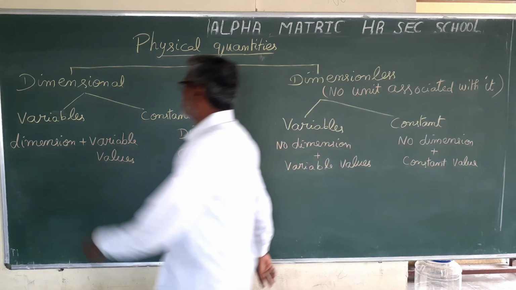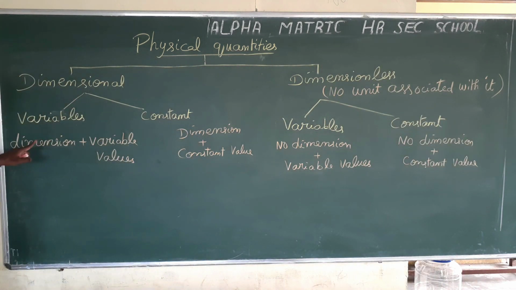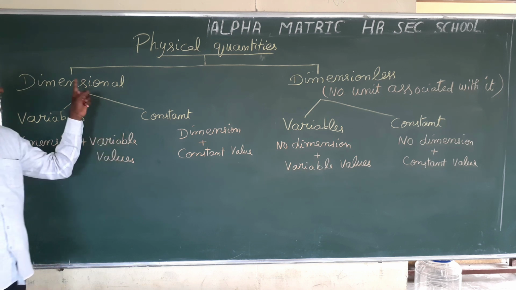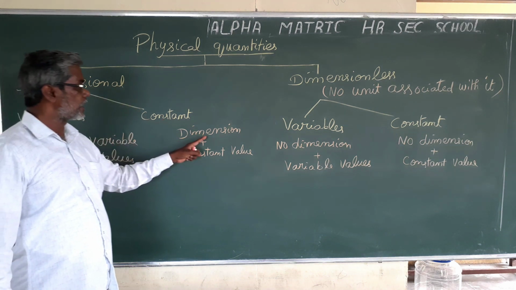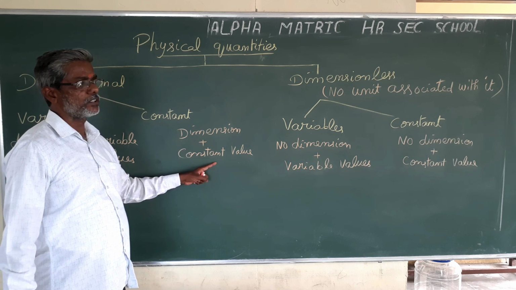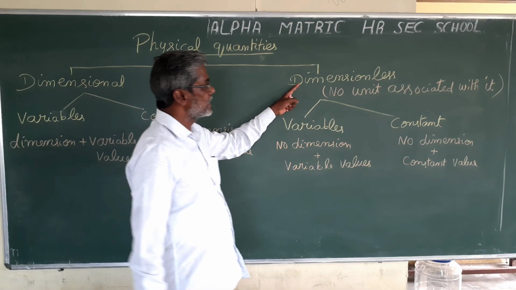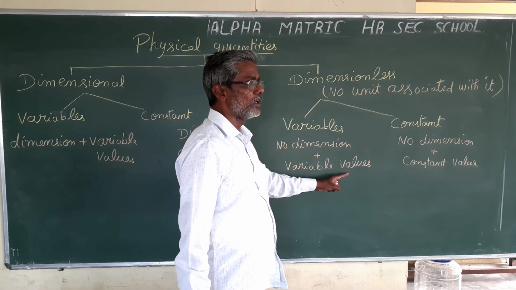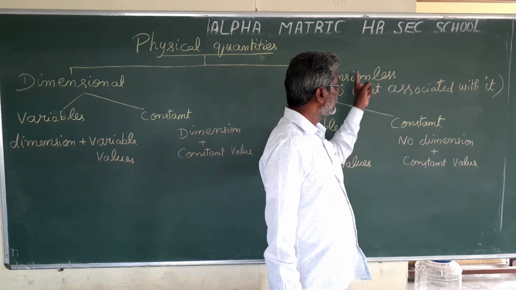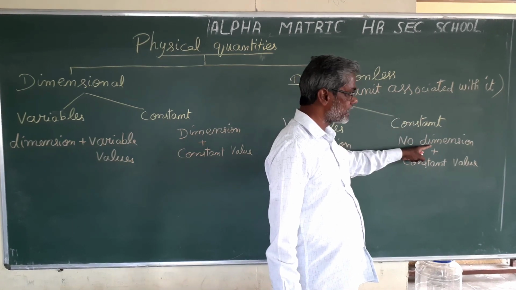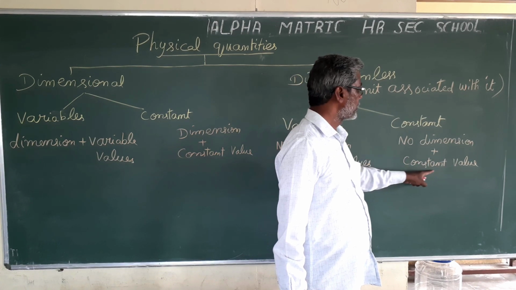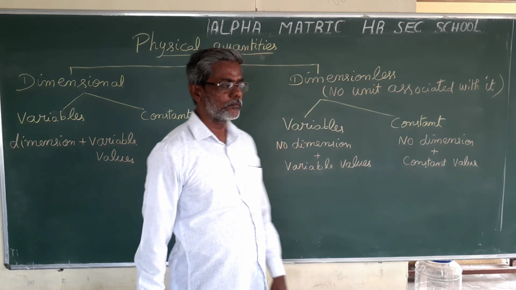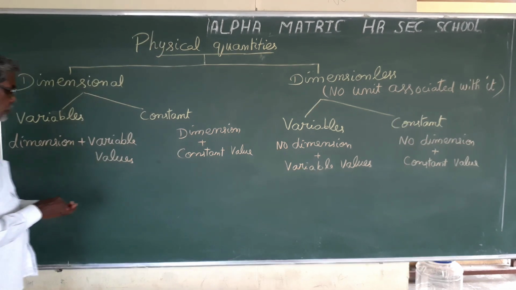Now, dimensional variables mean dimension plus variable values. Dimensional constant means dimension and constant value. Dimensionless variables mean no dimension but variable values will be there. Dimensionless constant means no dimension and it will have a constant value. Now let us see examples for each one.